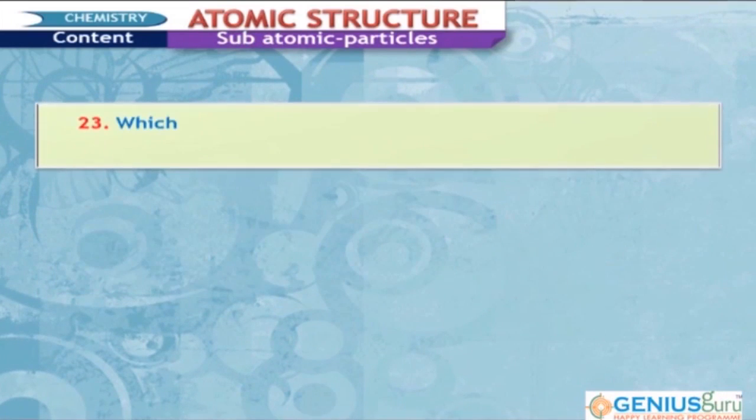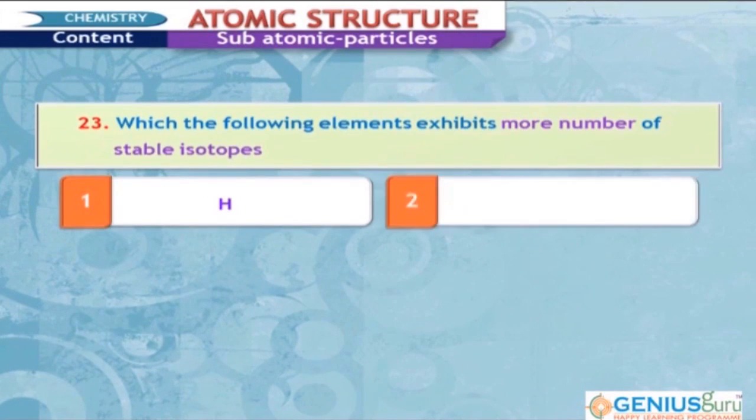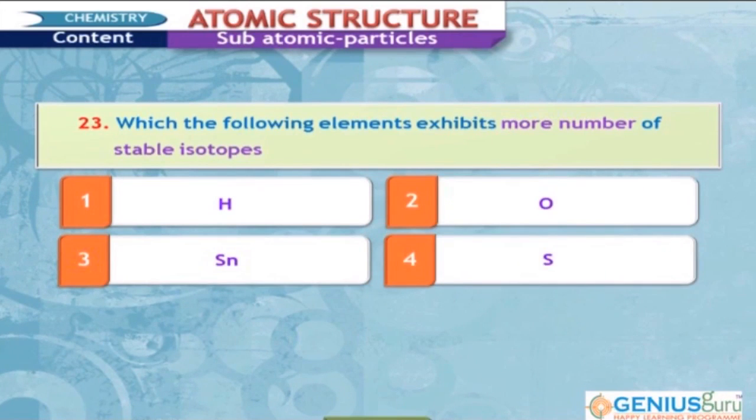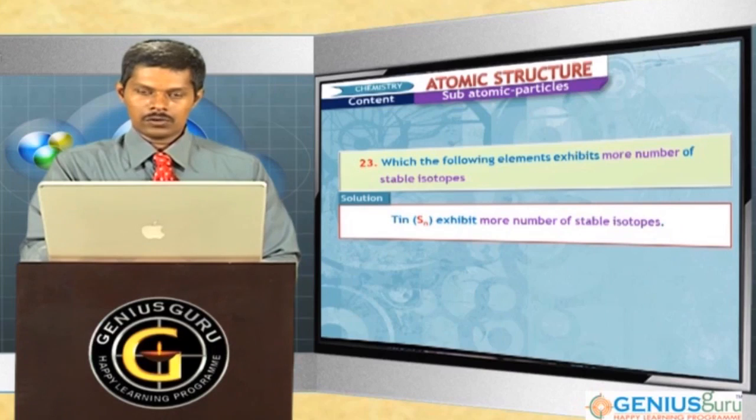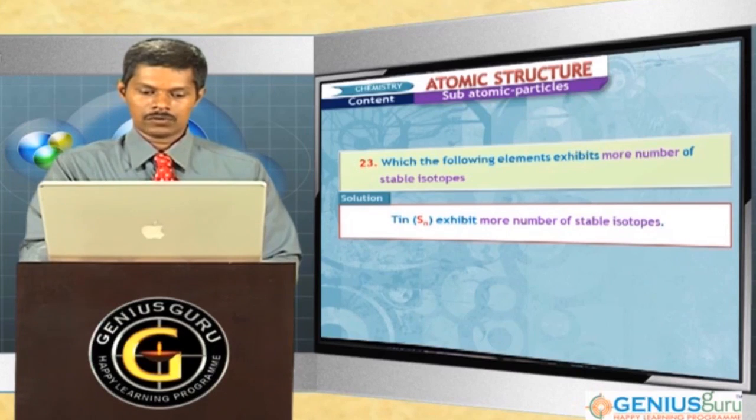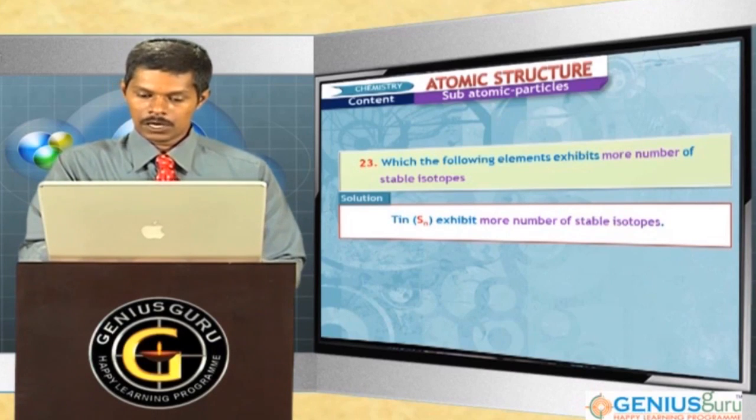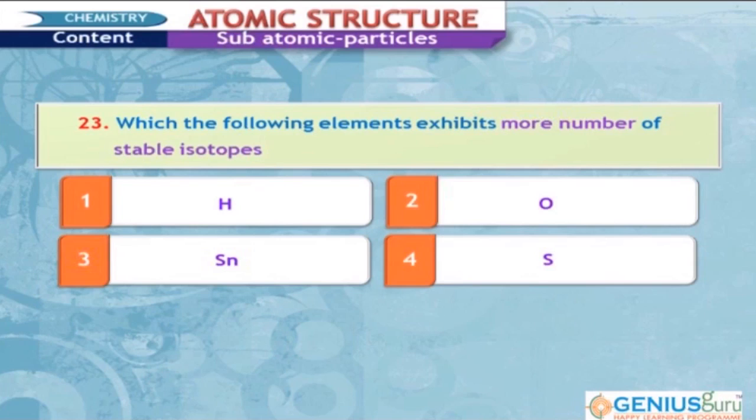The next question is, which of the following elements exhibits more number of stable isotopes? Here are the options: the first one is hydrogen, second one is oxygen, third one is tin, and fourth one is sulfur, S. Tin exhibits more number of stable isotopes. Even though hydrogen exhibits 3 isotopes, the most abundant is protium, and the stable ones are the first and second. So the more number of stable isotopes will be exhibited by the tin metal. Therefore, the correct option is 3.